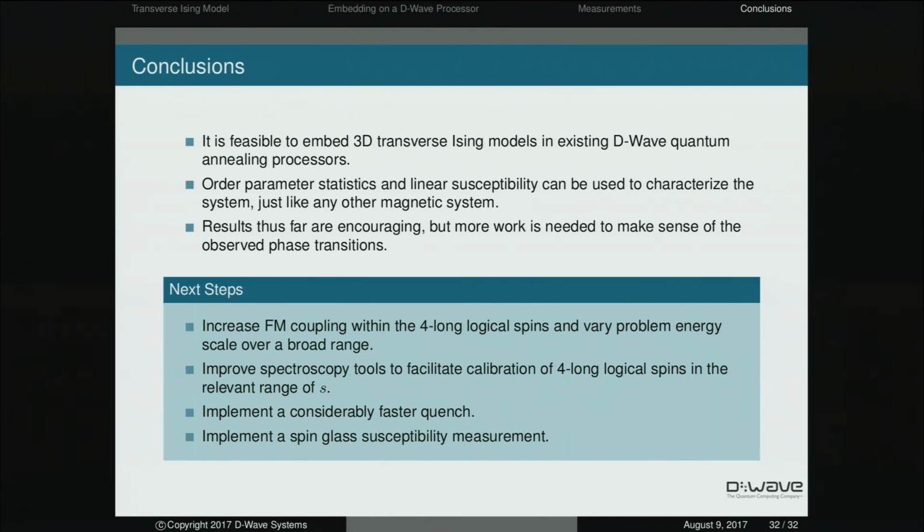I'd really like that translation from S to gamma over J to be based on something from experiment as opposed to just trusting my device parameters from calibration. Another step is implementing a considerably faster quench. I really want to move earlier and earlier, just to avoid that whole Kibble-Zurek type physics where I'm seeing adiabatic evolution and then hitting the impulse phase. I want to move that impulse phase back as early as possible, see what's going on.